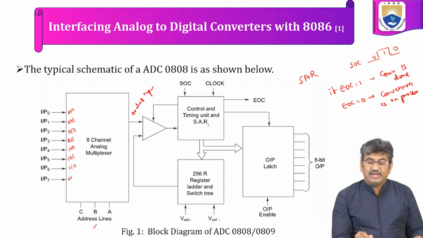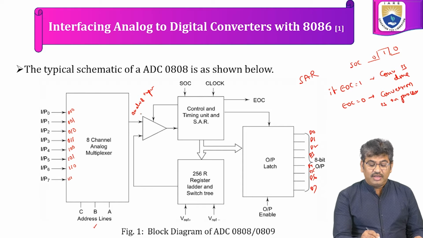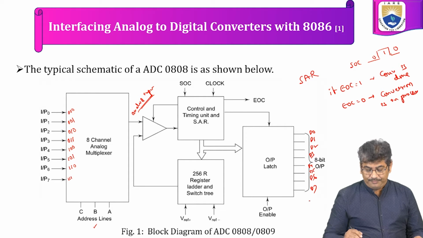Whatever the converted digital equivalent is for the given analog input signal, that will be sent to the output latch. By enabling the output latch, we will get the 8-bit output data D0, D1, D2, D3, D4, D5, D6 and D7. This data we can read, which is equivalent to the given analog signal.